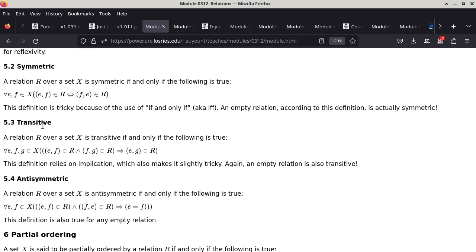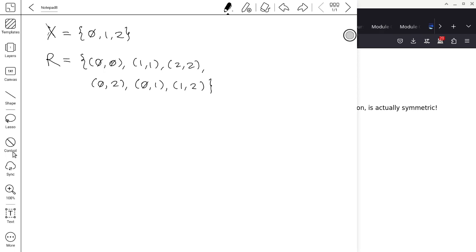Okay, this is the tricky one. Transitive is usually the trickiest because it involves three variables. So we look at this one and ask, for every single way to choose E, F, and G, is it still meeting the requirement of being transitive? And if not, you have to tell me why. And I believe there's no way to make the statement false for being transitive.